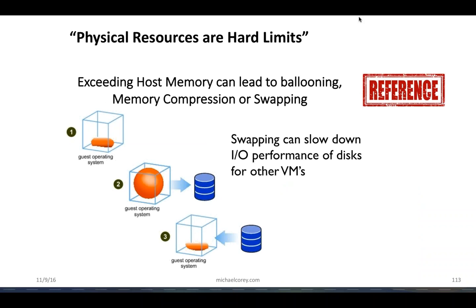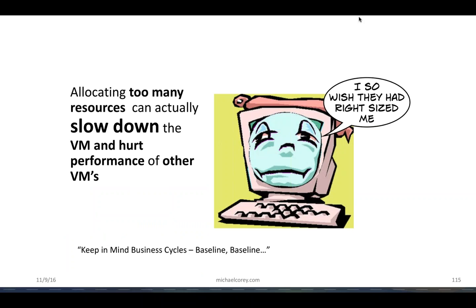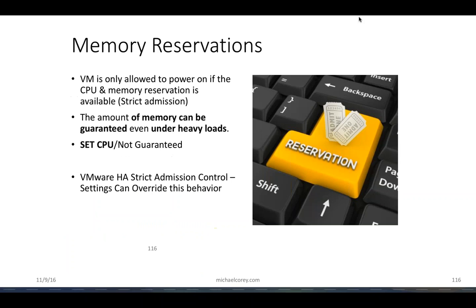Physical resources are hard limits. Keep that in mind. If you have 32 gig, you can only have 32 gig. When you build the VMs, right size everything as possible so that you get the best benefit out of NUMA. Don't over allocate the VM. That's a real danger because it will hurt performance of yourself and it will hurt performance of everyone else. And keep in mind your business cycles, right? Baseline, baseline, baseline. You might make adjustments at certain times a year.